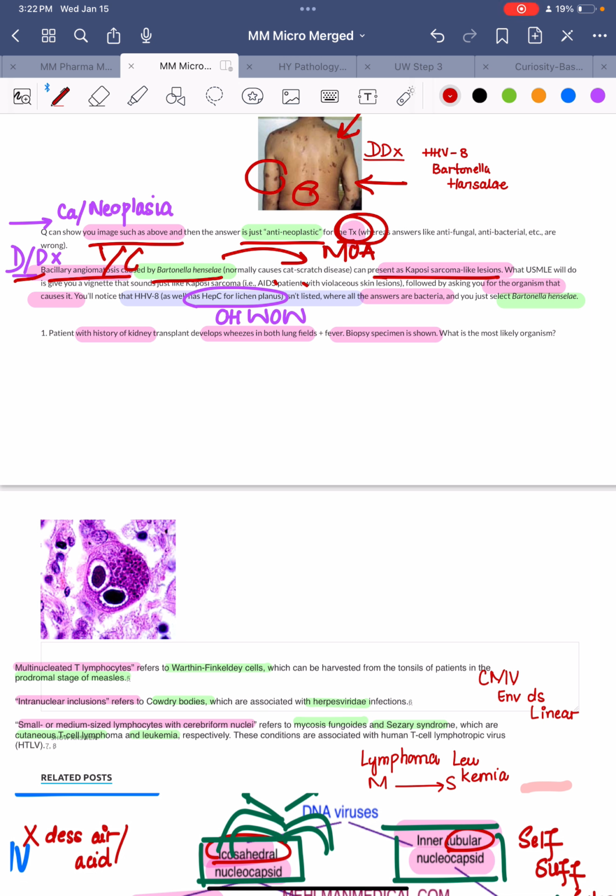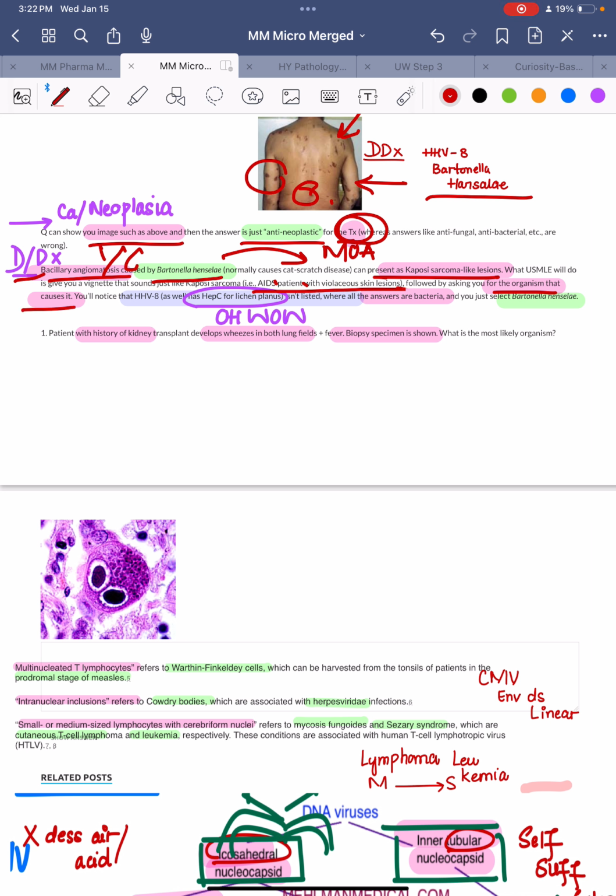You can differentiate by doing a biopsy for the definitive diagnosis, or of course if you find the infectious agent in the blood, right? And so you have to know that for these violaceous lesions present in an AIDS patient, what is the organism causing it, right?